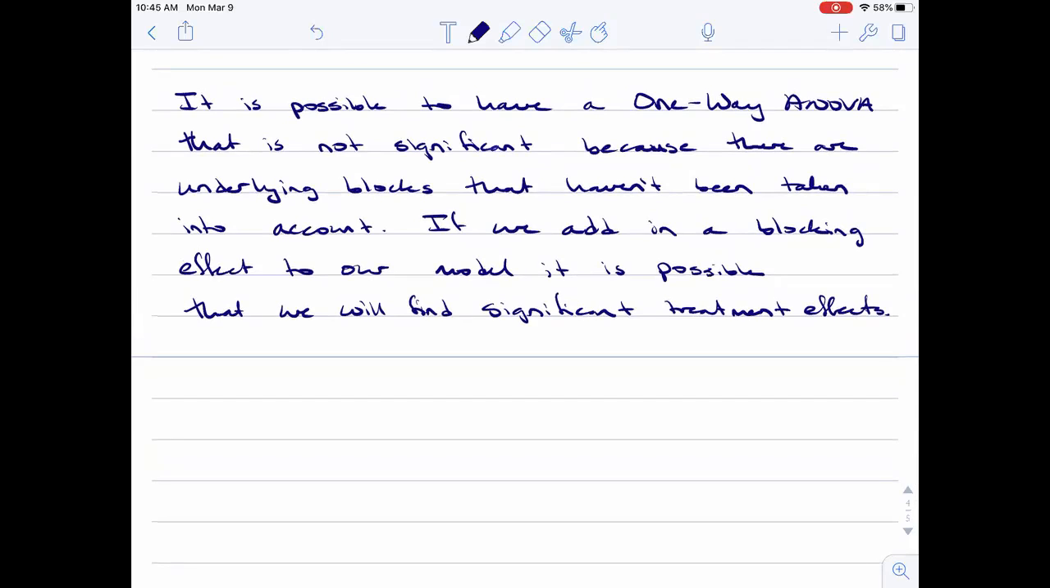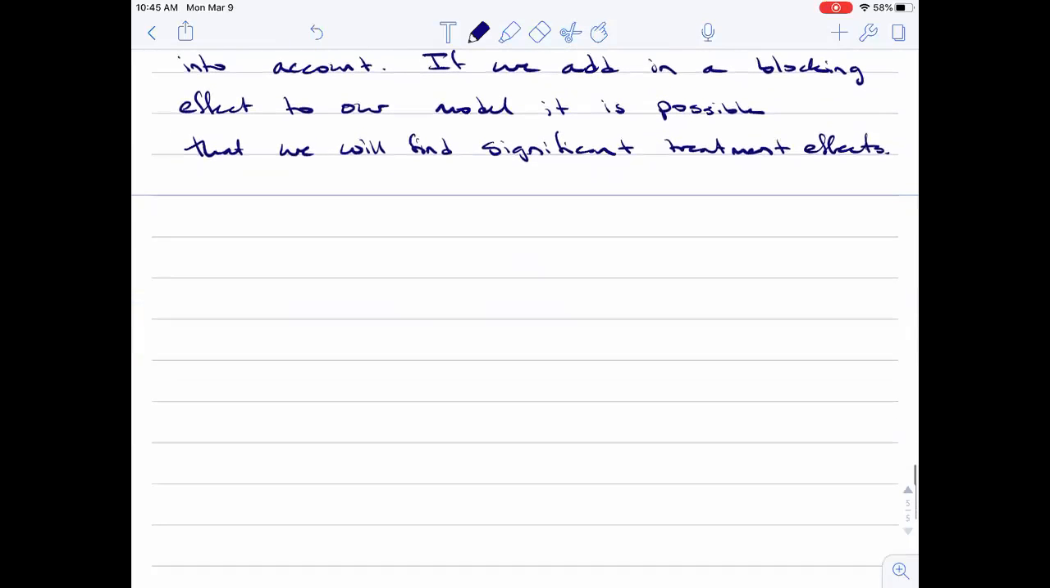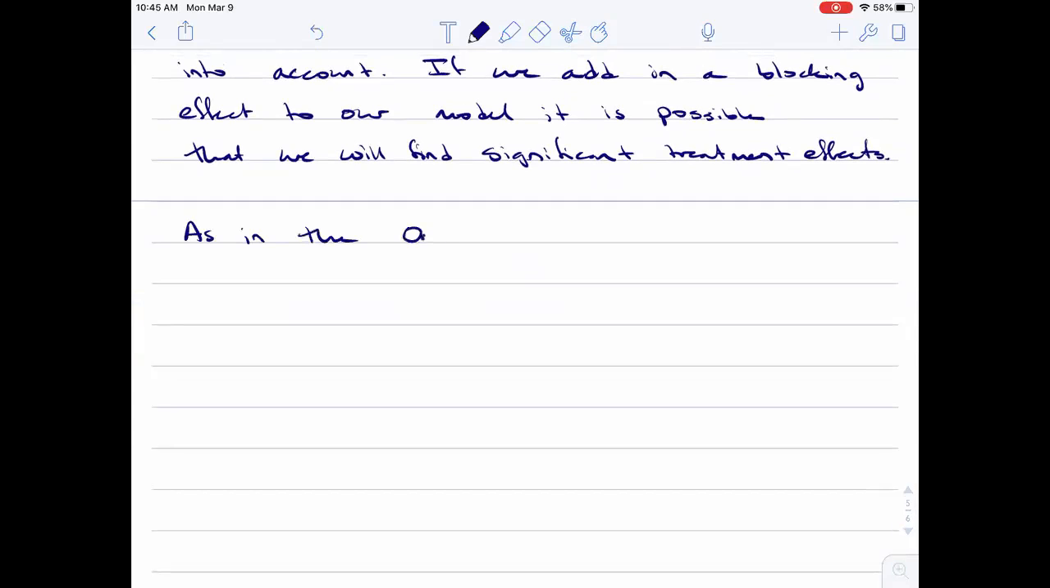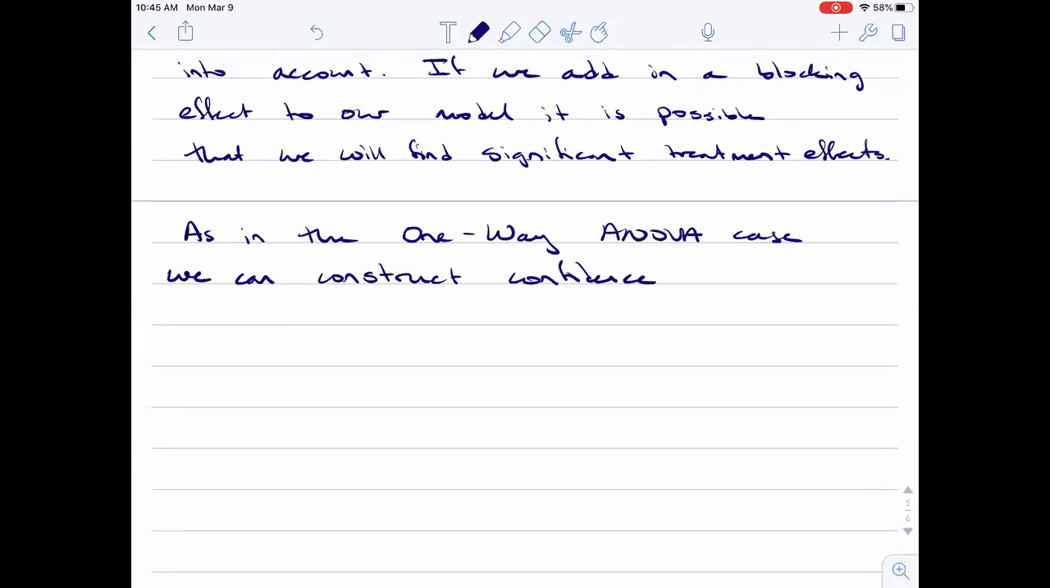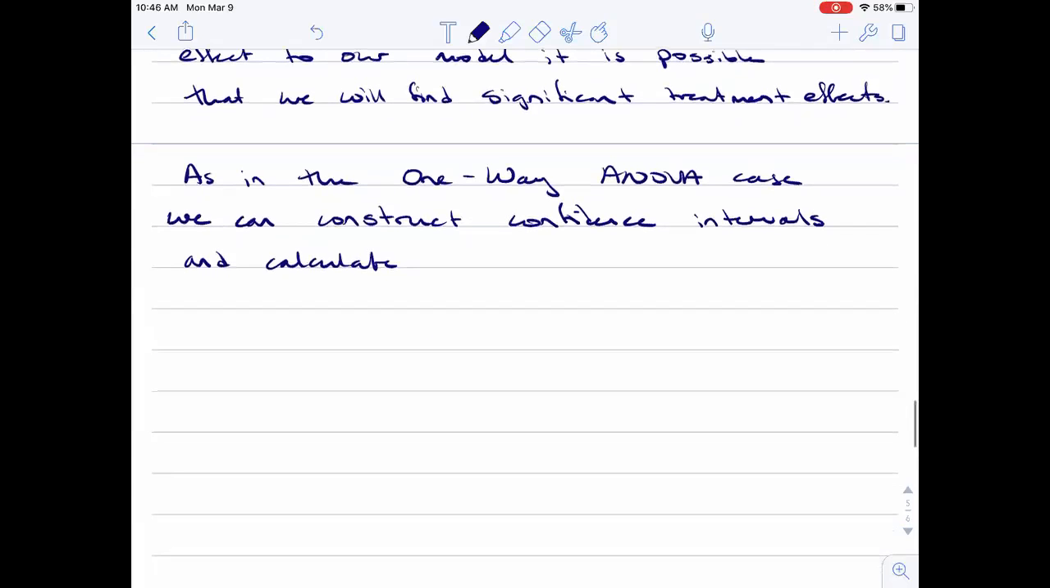Just as before, we can make confidence intervals, and we can do effect sizes. All those things behave the same way, so nothing's really changed there. As in the one-way ANOVA case, we can construct confidence intervals and calculate effect sizes. But now we can do it for both the treatments and the blocks if we wanted to.